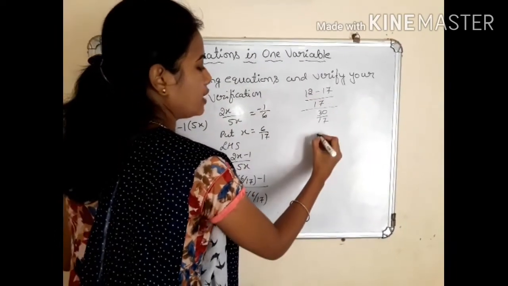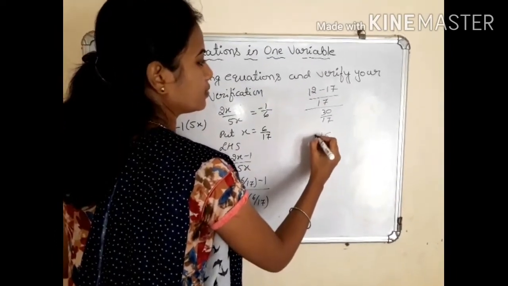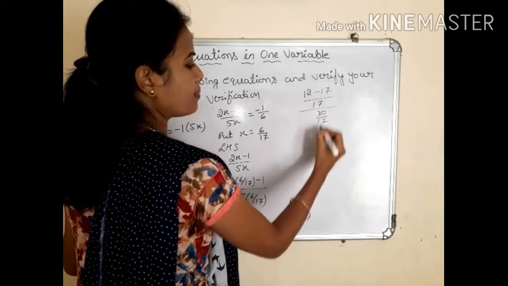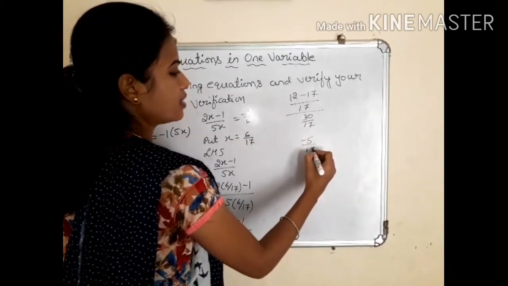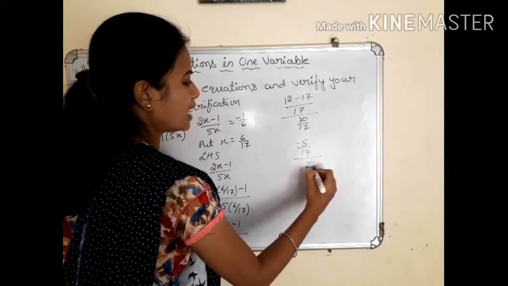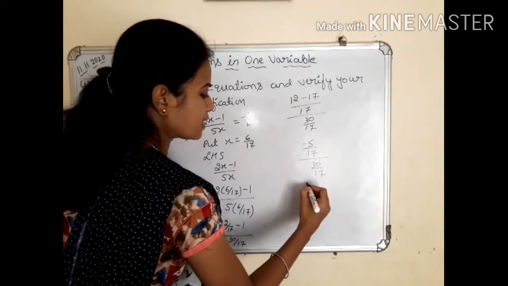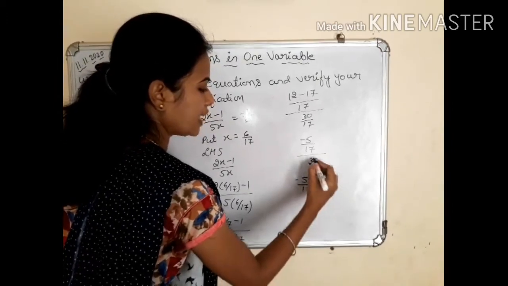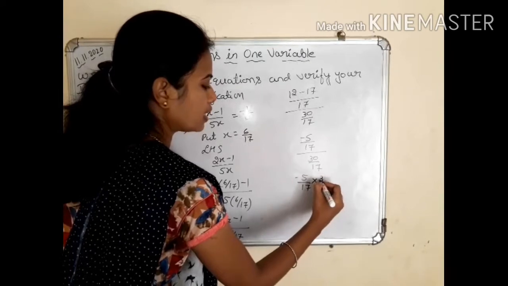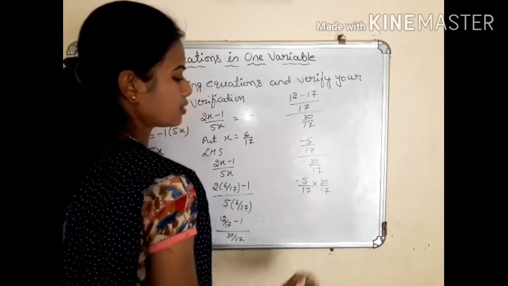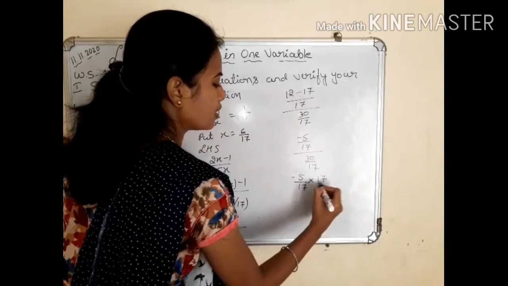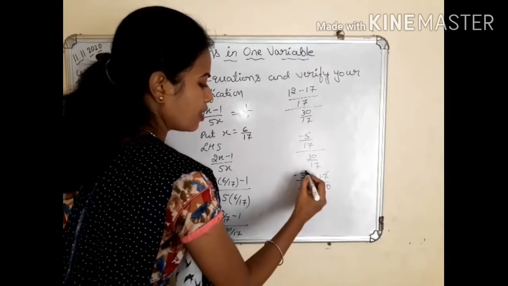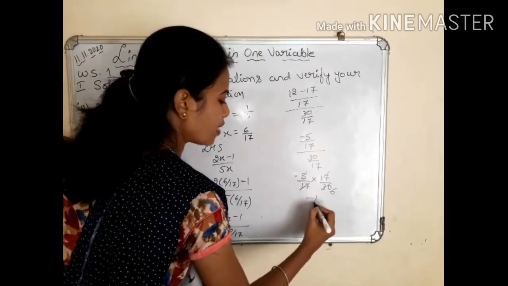17 minus 12, you will get 5. Greater number sign minus, divided by 17 whole divided by 30 by 17. Again next step, 5 by 17 write as it is. The denominator, write in reciprocal, 30 by 17, 17 by 30. 17 get cancelled. 5 ones are 5, 6 5s are 30, minus 1 upon 6.